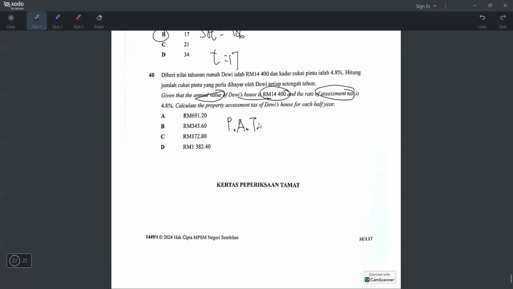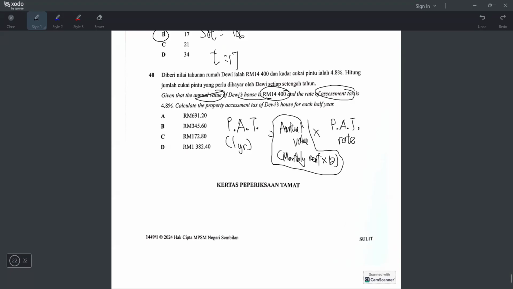So the property assessment tax formula for 1 year is like this. You take the annual value times the property assessment tax rate. And I want to mention something about annual value because not many people know this. Annual value, actually, you will take the monthly rent times 12. So how to get annual value? Monthly rent times 12, right? This is how you calculate the annual value.